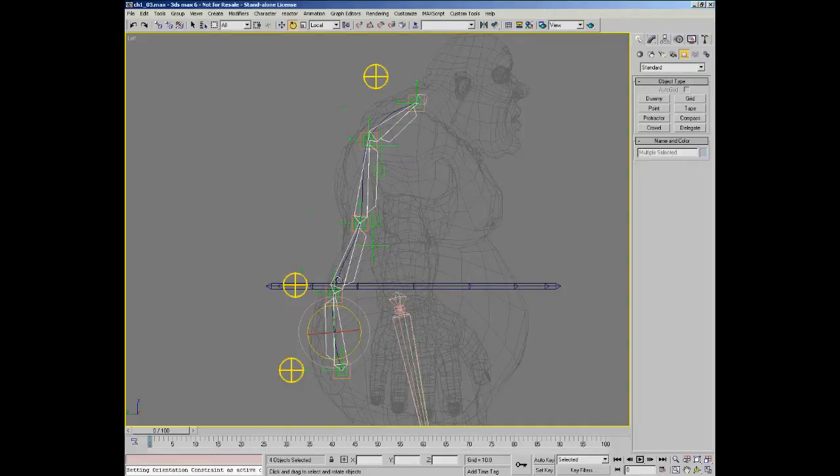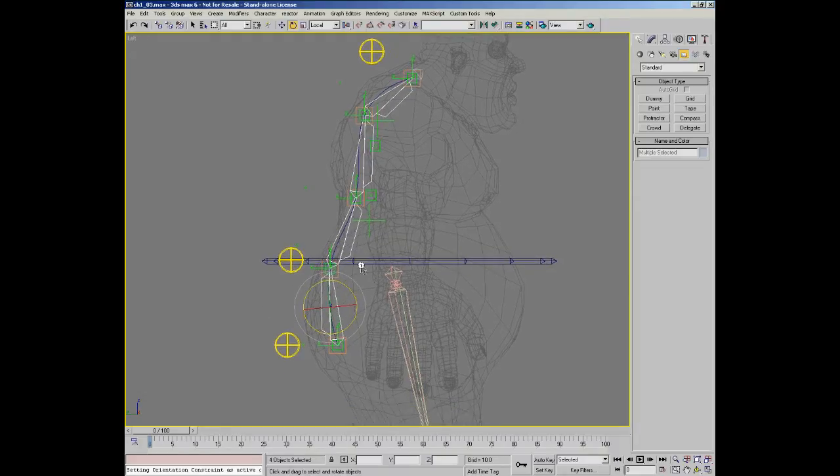That's because we're set on world coordinates right now. All of these are leaning towards the right. This one's leaning towards the left, and you can see that it's flipped around the opposite direction even though it's using the same settings.